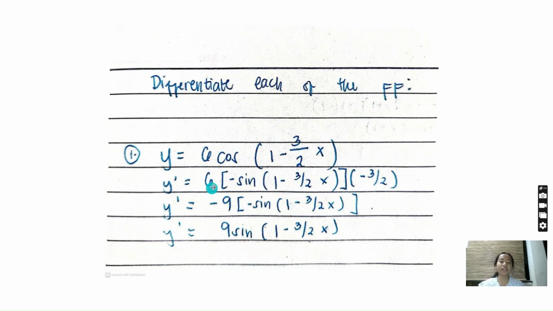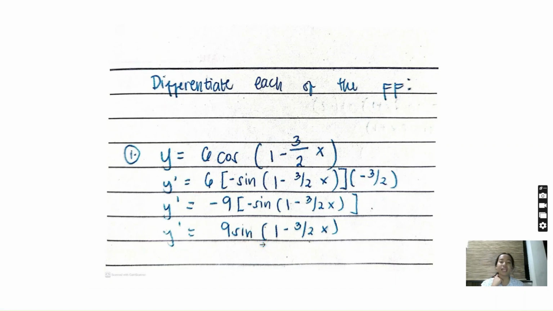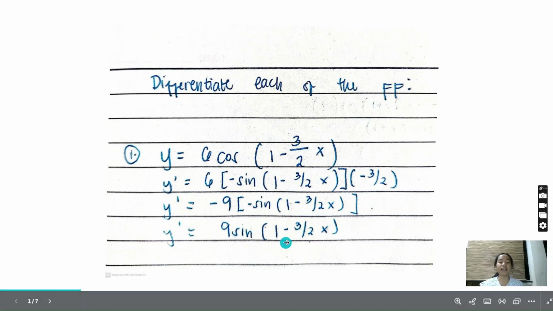And in this case, we can multiply 6 times negative 3 halves. So 6 times negative 3 halves, that is negative 9 times negative sine times the quantity of 1 minus 3 halves x. And then negative 9 times negative sine, that is positive 9 sine. Then we will just copy the inside quantity, which is 1 minus 3 halves x. So the answer for the derivative of 6 cos 1 minus 3 halves x is 9 sine 1 minus 3 halves x.